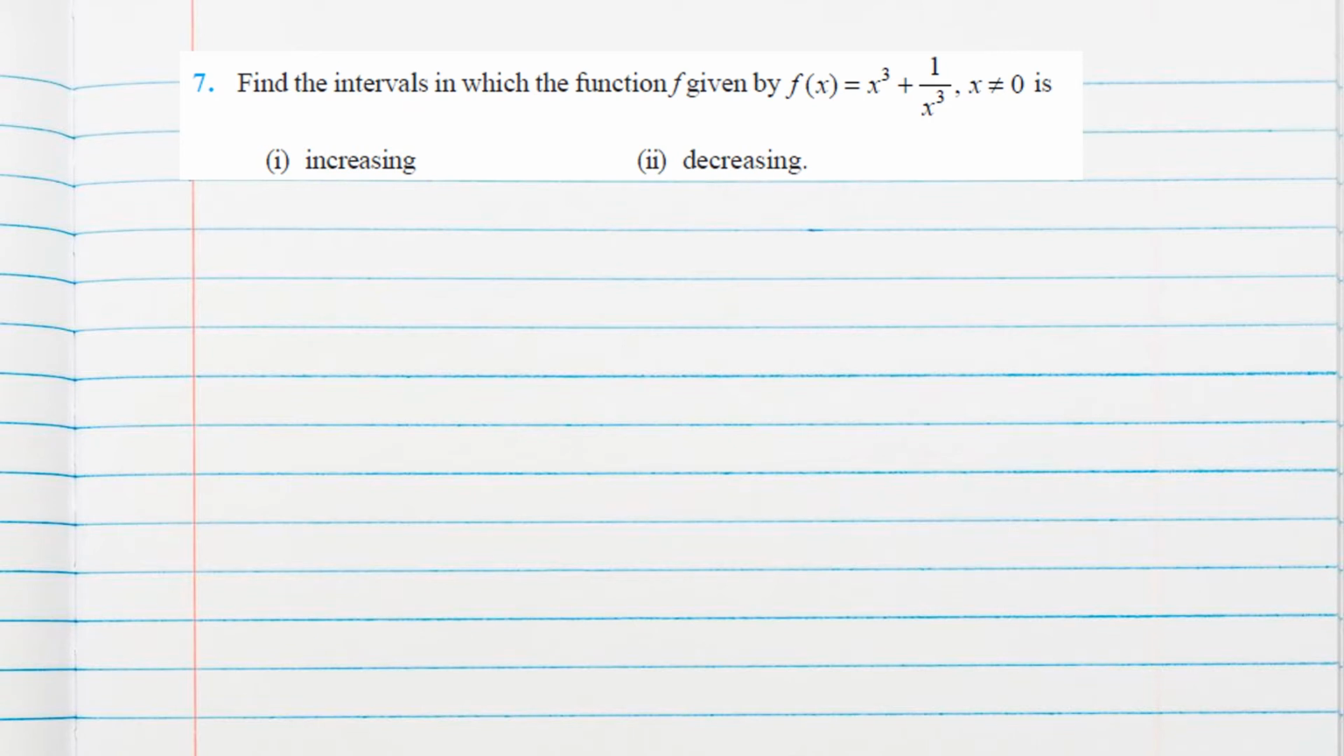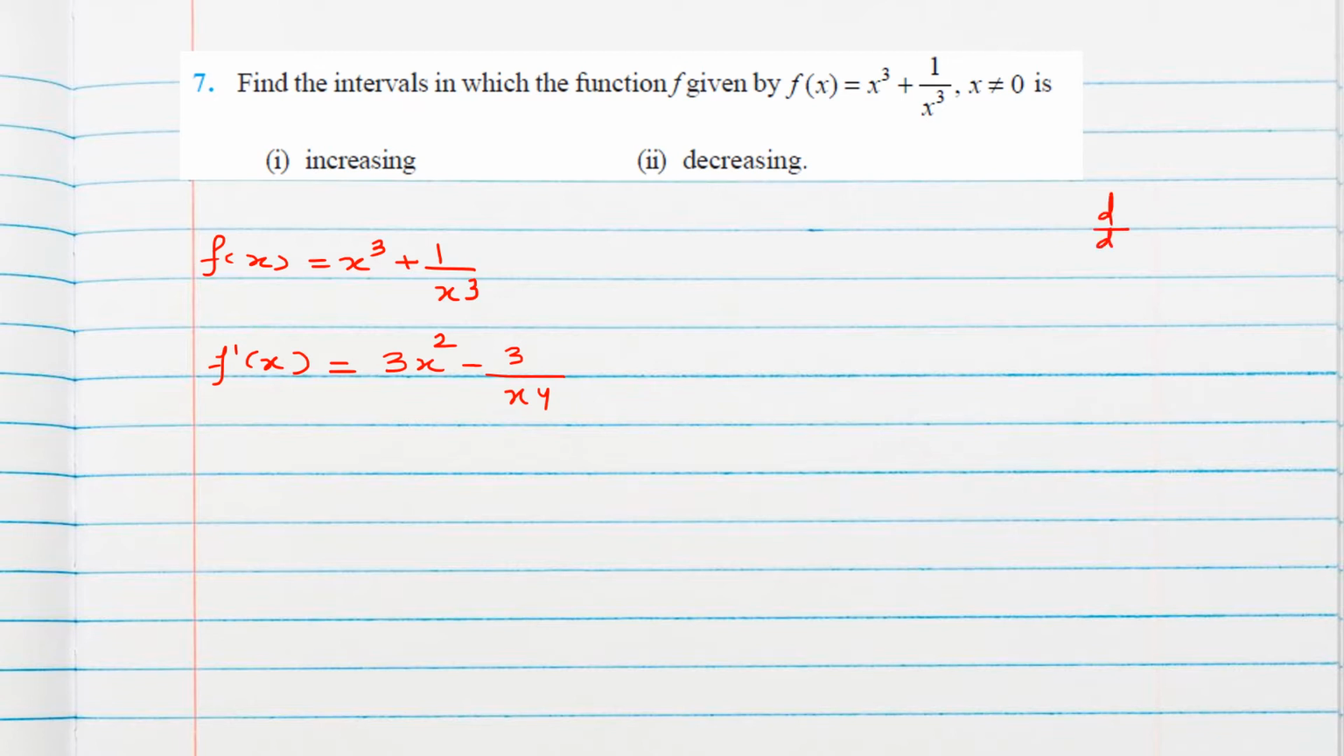Find the intervals in which the function given by f of x equals x cube plus 1 by x cube, x is not equal to 0, is increasing and decreasing. So the function is x cube plus 1 by x cube. Differentiate with respect to x. So f dash of x will be 3x square, and here minus 3 by x power 4, the derivative of 1 by x cube.